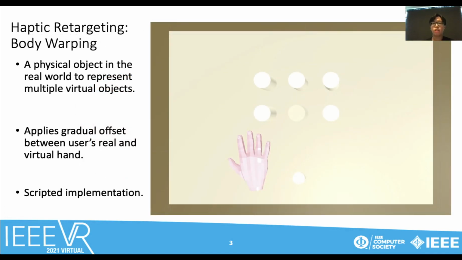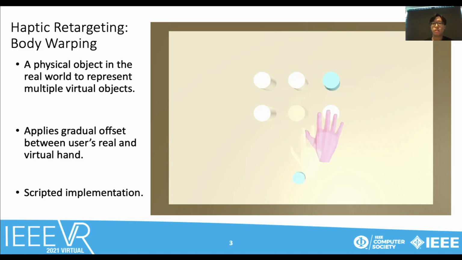Haptic retargeting is one solution to improve the haptic experience in VR by using real objects to represent multiple virtual objects. One technique of haptic retargeting is incremental body warping. As shown in the video, the technique decouples and manipulates the virtual hand from the real hand gradually to reach spatially separated virtual and physical objects.